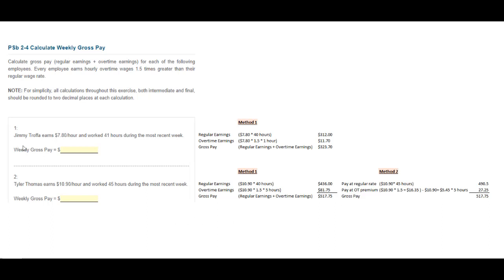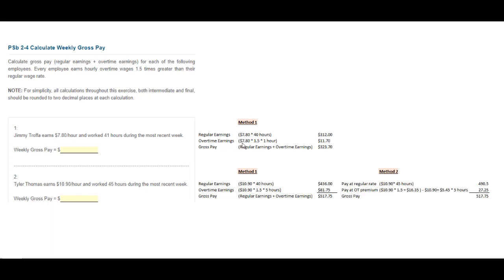In number 1, Jimmy Trofa earns $7.80 per hour and worked 41 hours during the most recent week. So what is the weekly gross pay? To calculate that, we know it's 41 hours worked at $7.80. 40 hours is part of the regular earnings. Any beyond 40 hours is considered overtime. So 40 hours times the rate, 780 cents, comes out to 312.